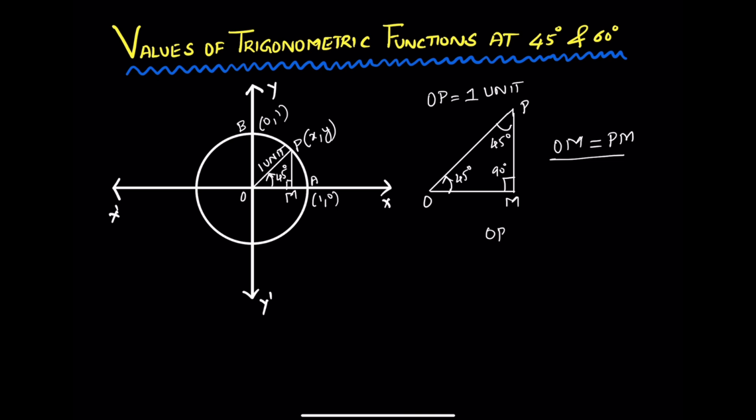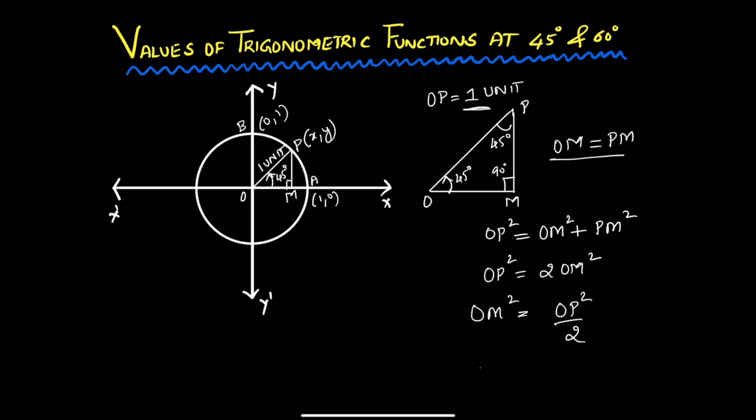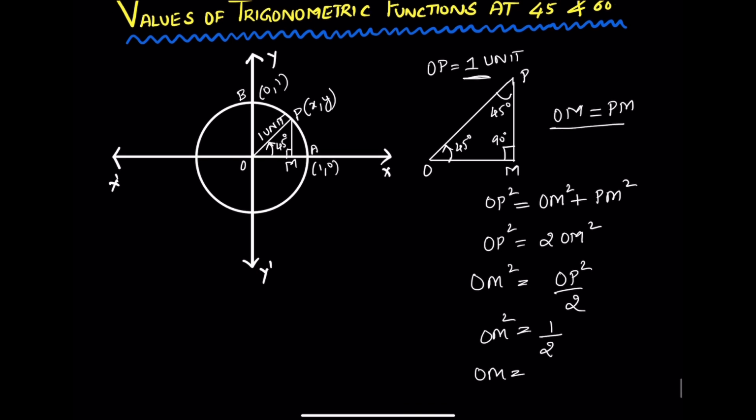So OP square is equal to OM square plus PM square. We can just replace PM by OM, so OP square is 2 OM square. So OM square is OP square by 2. We know OP is equal to 1. So OM square is equal to 1 by 2, and OM is equal to 1 by square root of 2.